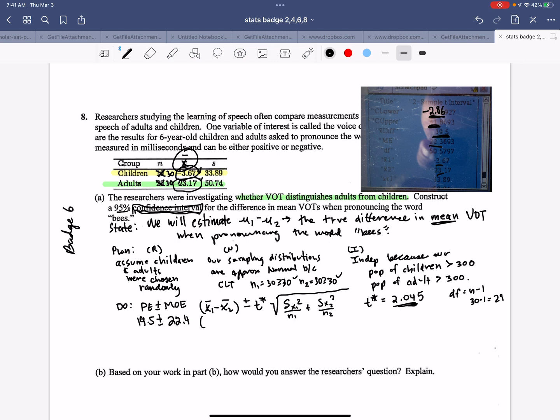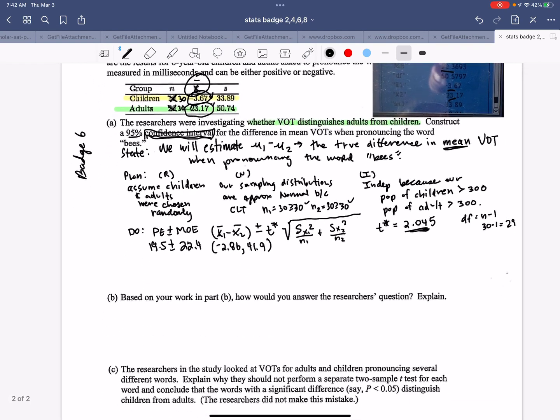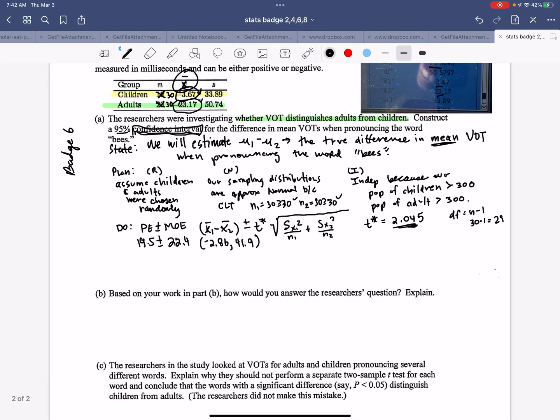So our calculator gave us an interval, negative 2.86 and 41.9. I usually round. You don't have to, though. You guys know that. All right. Hopefully that doesn't throw anybody off. All right. So they asked us to create an interval, and we did.